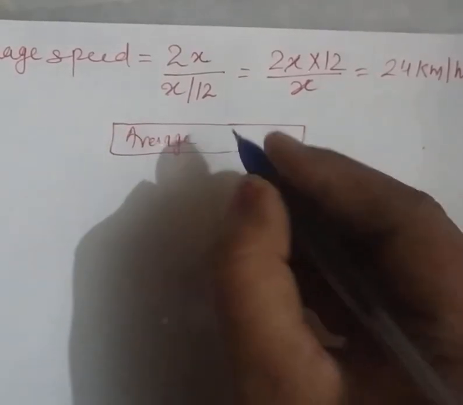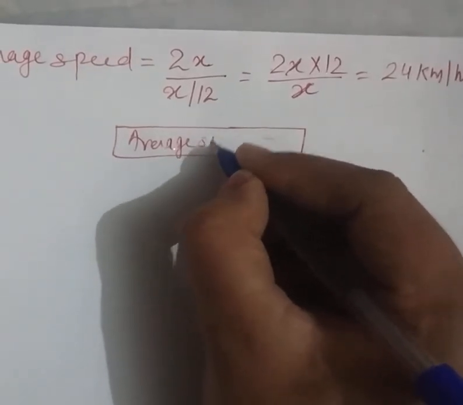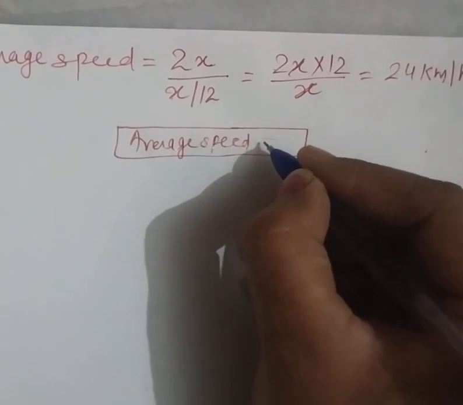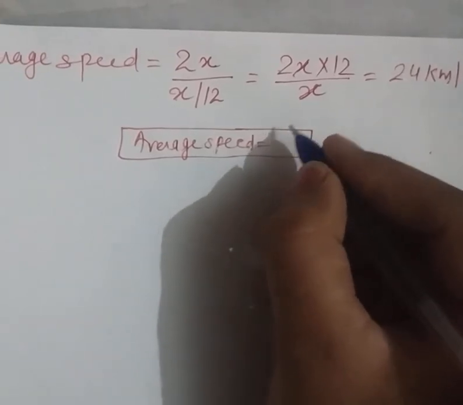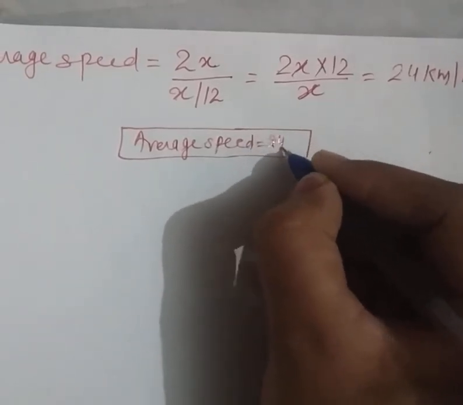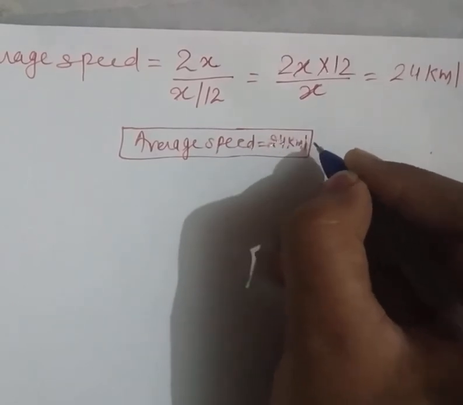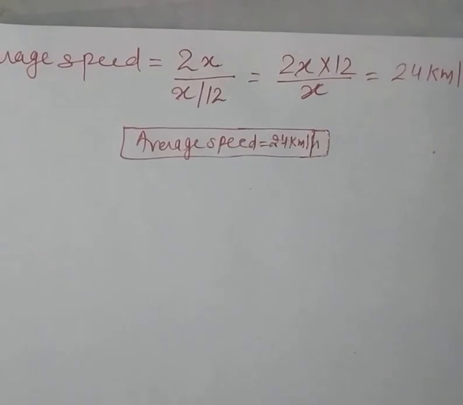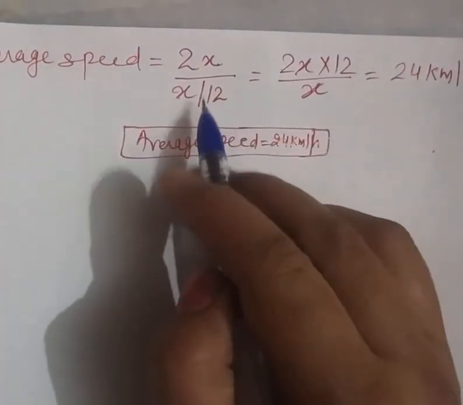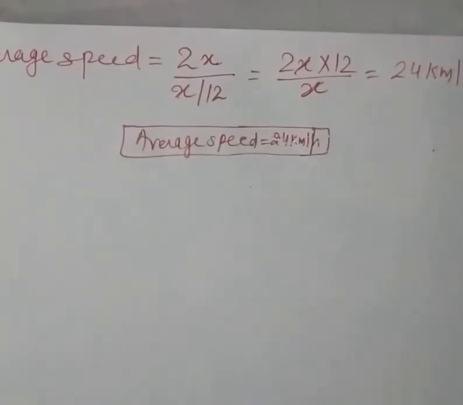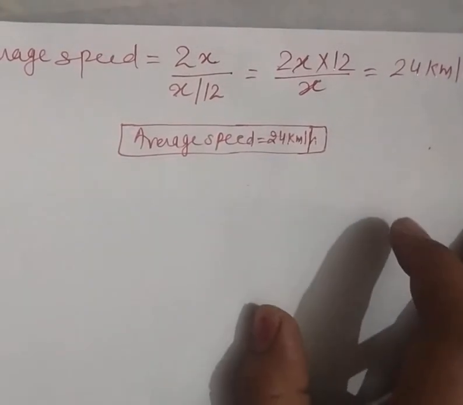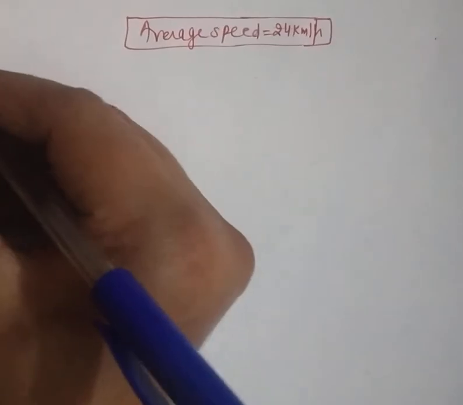So dear students, when the distance is the same from the first point to the second point and coming back, we are letting it be x. Velocity or speed is given, so we can find the time. Dividing total distance by total time, we get the average speed, and its value comes out to be 24 kilometer per hour. Okay, now NCERT question number 4, that is the exercise.